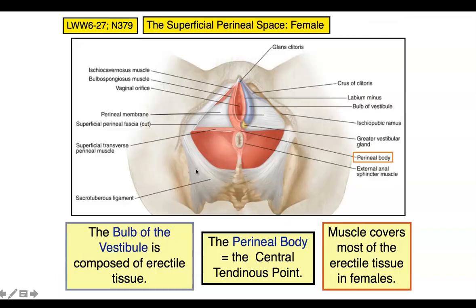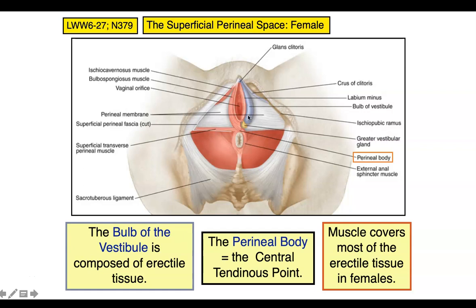And within the superficial perineal space of the female, like the male, there are three muscles: the bulbospongiosus, ischiocavernosus, and the superficial transverse perineal muscle. But these muscles are very small, much smaller than in the male, and they are very difficult to see in cadaveric dissection. And underneath these muscles, there are some erectile tissues, not that important in the female.